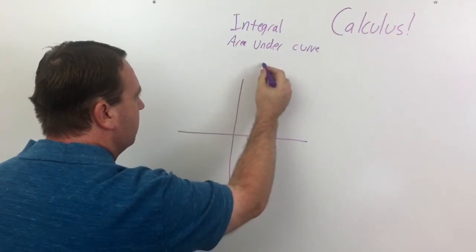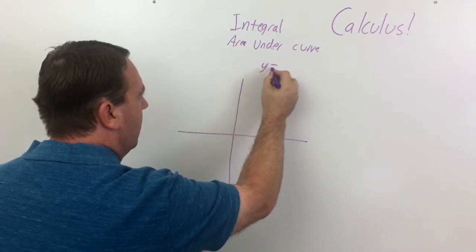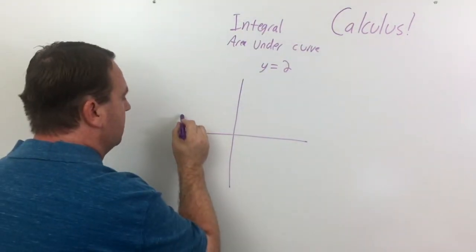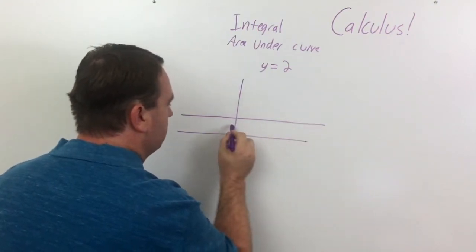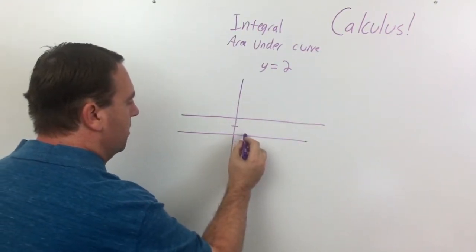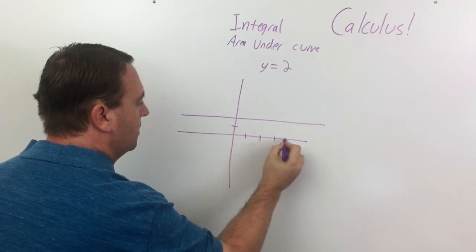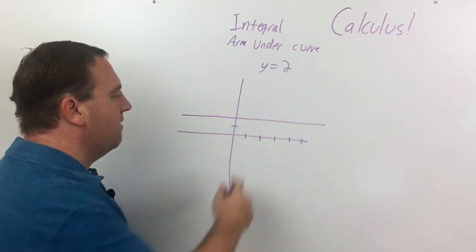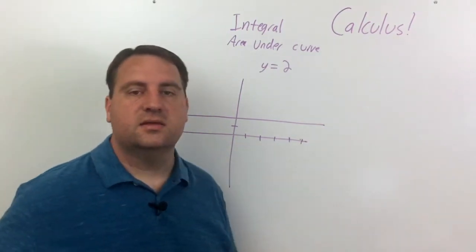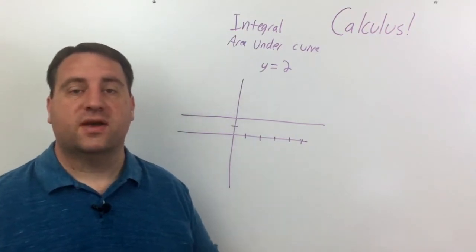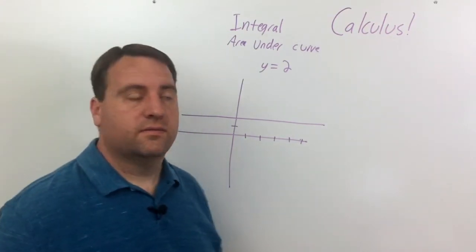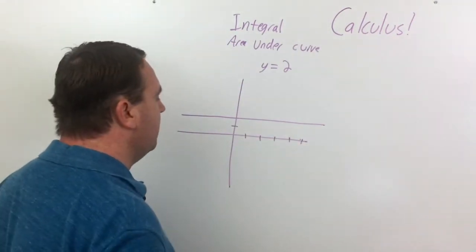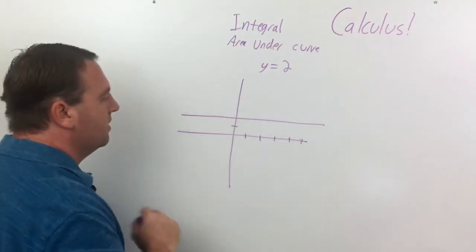Let's say that we have the equation y equals 2. It's a very simple equation. And it looks like this. Okay, so let's mark off our x's as well. And let's say, so we have this curve. And as I said, the integral, one of the things that it can be used for is finding the area under the curve. So even though our curve isn't very curvy, it's a straight line, the idea still applies. So let's just think about this.